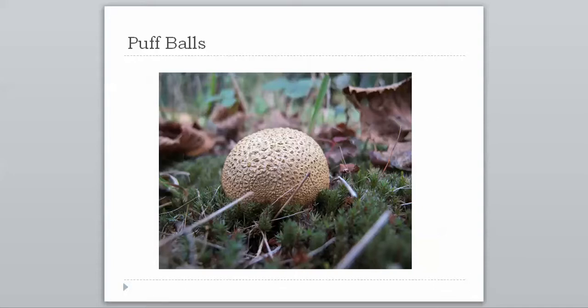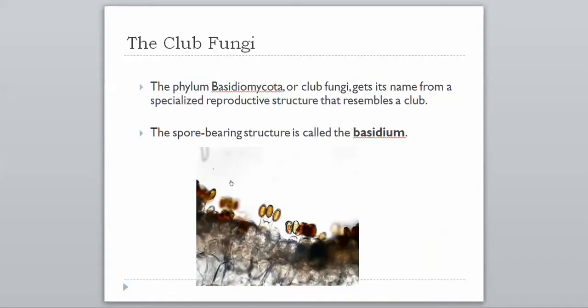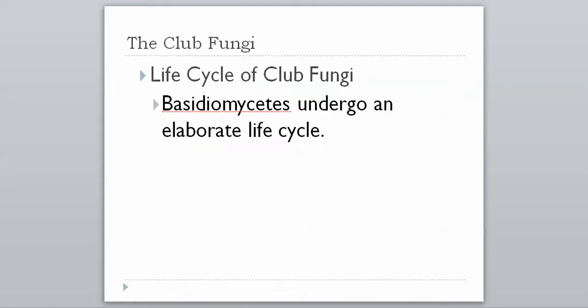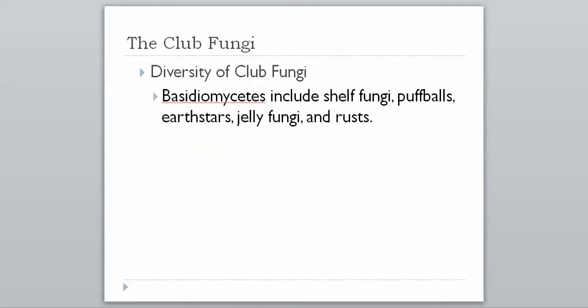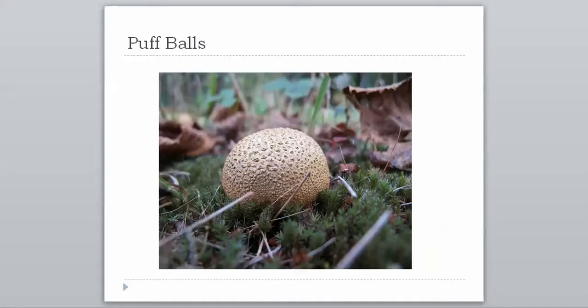So that is about it for the club fungi. Let's go back through what to remember about them. They have a basidium, which is the club-like structure, an elaborate life cycle, and they include things like the shelf fungi and the puffballs. Those are our main keys.